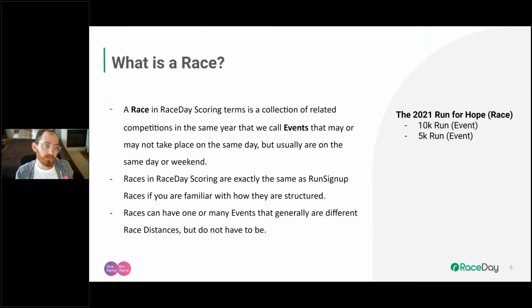In RaceDay scoring, a race is a collection of related competitions in the same year that we call events, that may or may not take place in the same day, but are usually on the same day or weekend. So for example, on the right here, we have 2021 Run for Hope. That's the race. Beneath that, we have a 10K run and a 5K run. Those are events. So that's the relationship there.